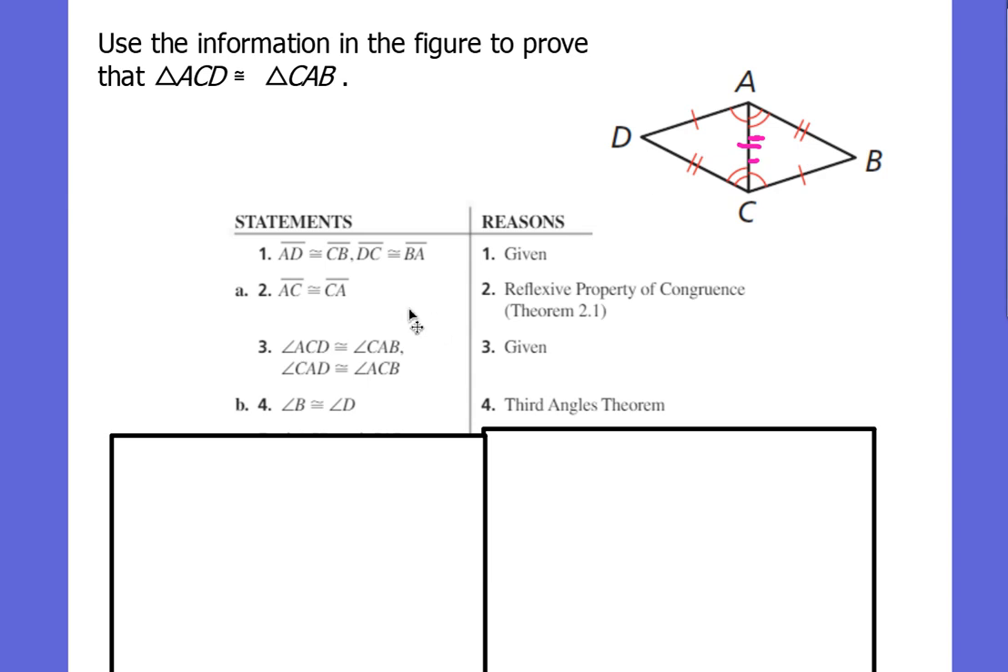Now, I want to step back real quick and talk about number 3, how it is written. Remember how I told you guys order matters? Order matters, because it has to be corresponding positions. So let's take a look. We have angle ACD. ACD has to match up with CAB. How do I know they match up?